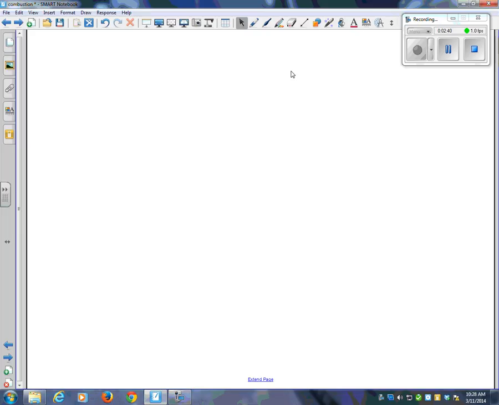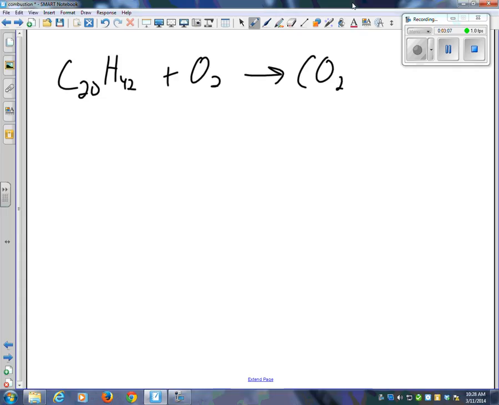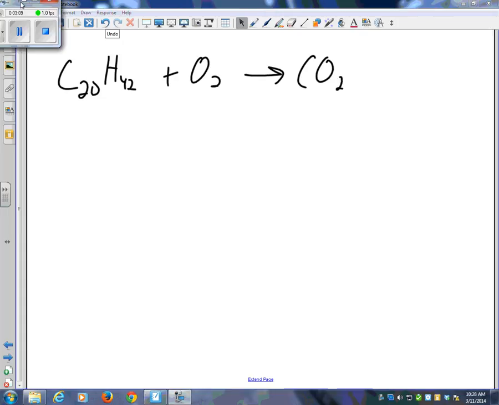The skeleton equation for the candle is going to be, what's the wax? C20H42 plus oxygen, which is O2, and it produces carbon dioxide, which is going to be CO2, plus water, which of course is H2O. And we saw that when it condensed on the glass.